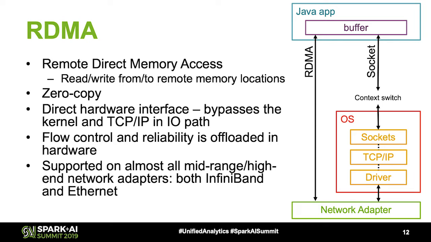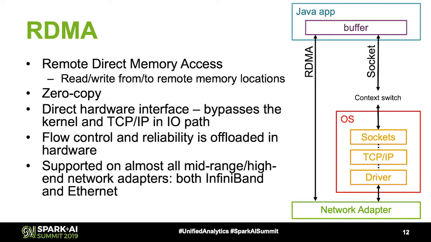And all of those context switches take time, of course, and they also usually involve some memory copies. So you have to copy memory from your user-level application to kernel-level buffers, and sometimes even copy another time into the network adapter buffers as well. Whereas in RDMA, you get direct user-level access to the actual hardware device.